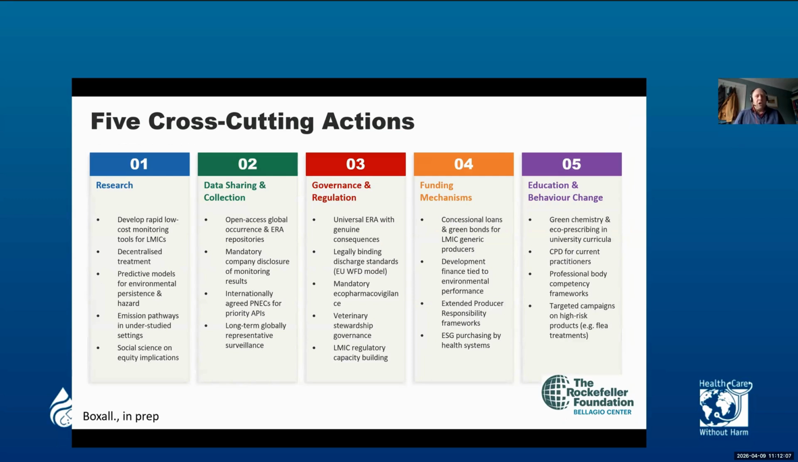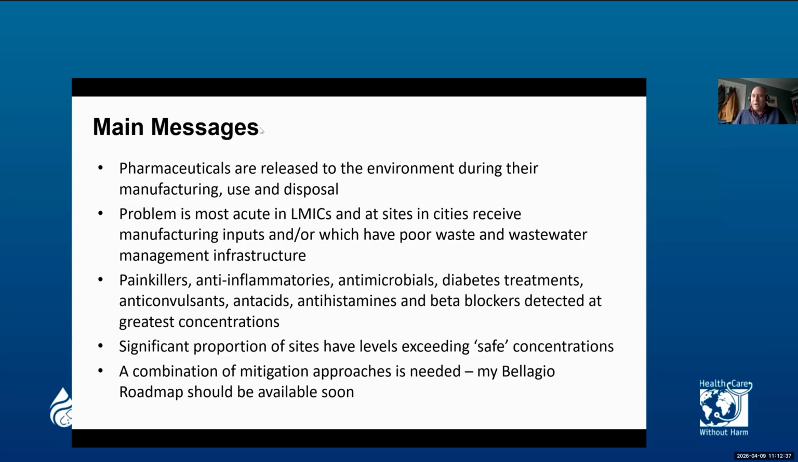So this includes focusing on a number of research topics, which are shown here: better data sharing and collection of data, better governance and regulation, changes in funding mechanisms to support the introduction of some of these solutions, and then focusing on education and behavioural change. So webinars such as this, I think, will help in that regard.